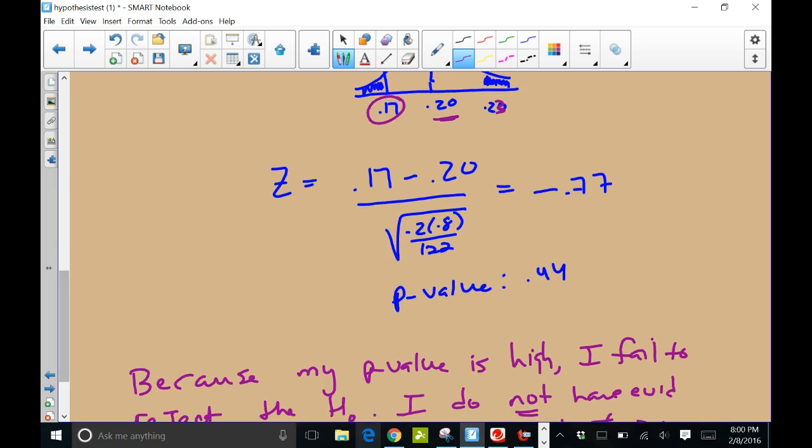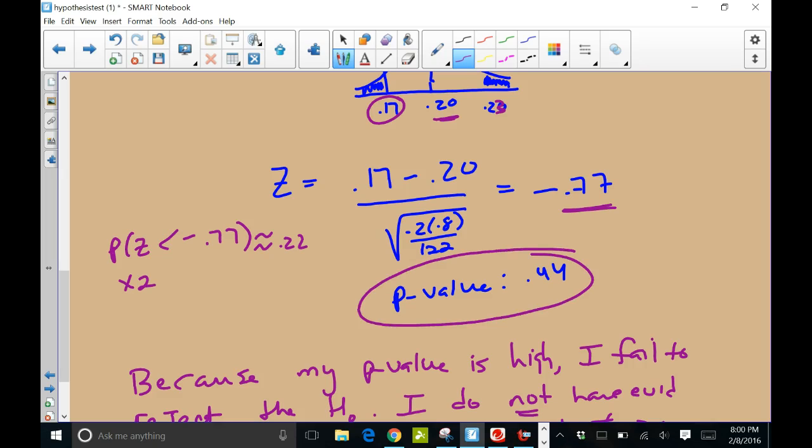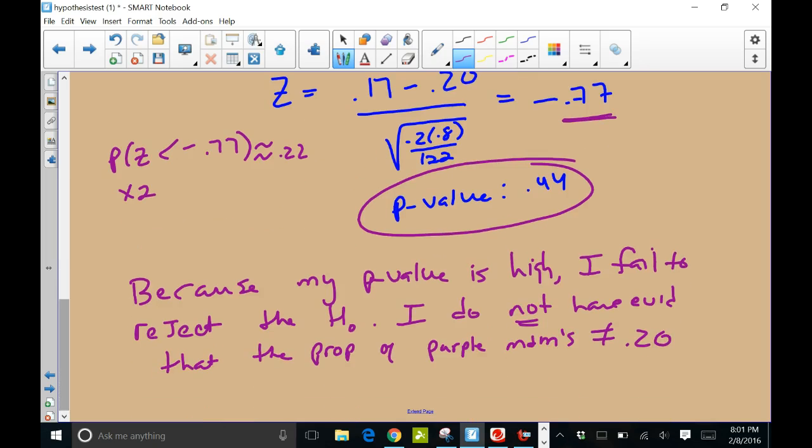We get our z-score. Now, if you like, you can work this out, and you could do the probability of z less than negative 0.77, and it'll be approximately 0.22 if you do normal CDF, but then you're going to have to take that answer and multiply it by 2 because you have two tails. I much prefer to do the one proportion z test on the calculator and let it do everything for you so you get your final answer with both tails. High p-value, we failed to reject the null. Doesn't mean we proved the null is true, we just didn't reject it. And we don't have evidence that the proportion's not equal to 20%.